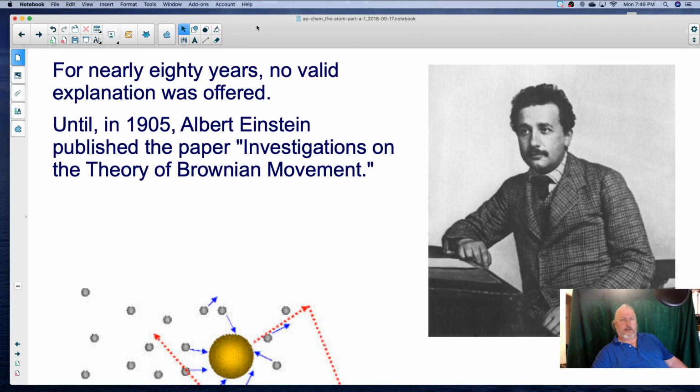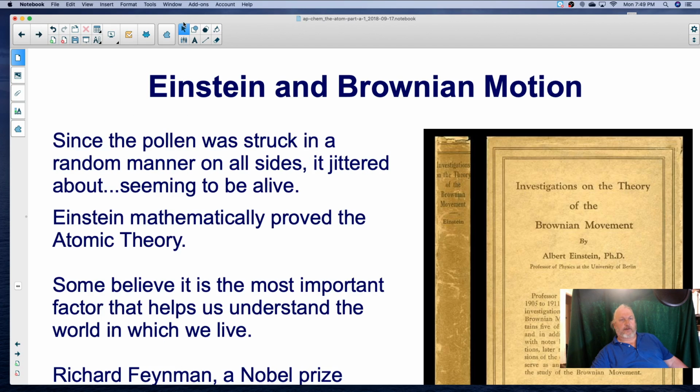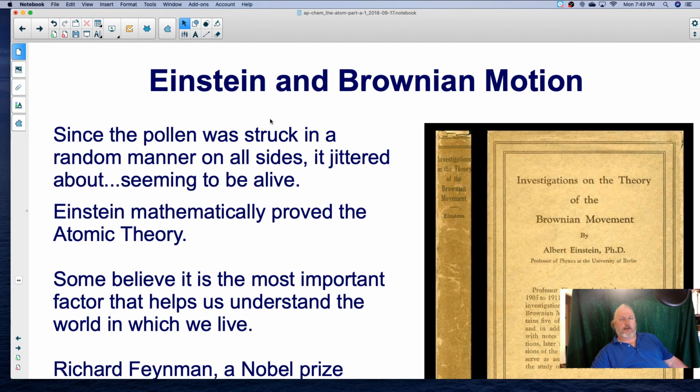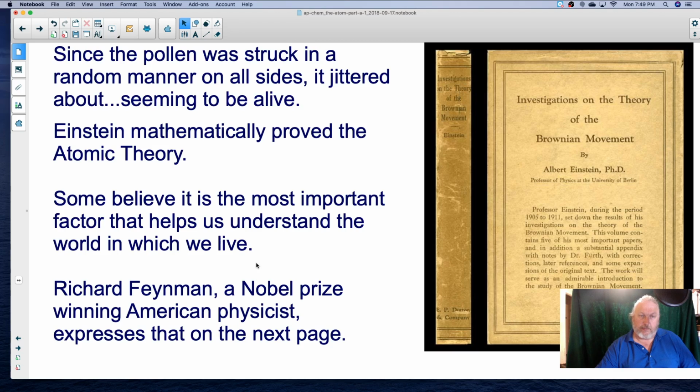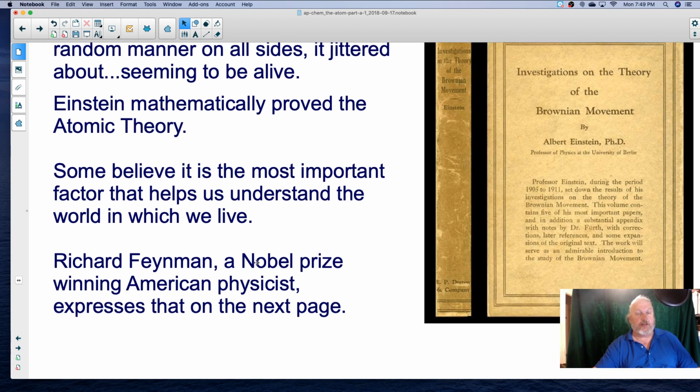So his theory is that these are being bombarded with other particles. Since the pollen was struck in a random manner on all sides, that's what made it jitter about, making you think that it could be alive. So what Einstein did is he mathematically proved the atomic theory. Now some people believe it's the most important factor that helps us understand the world in which we live.